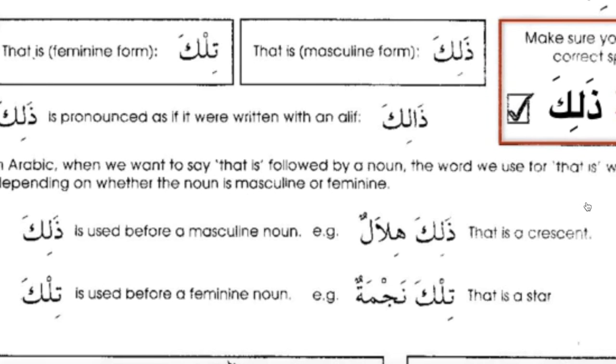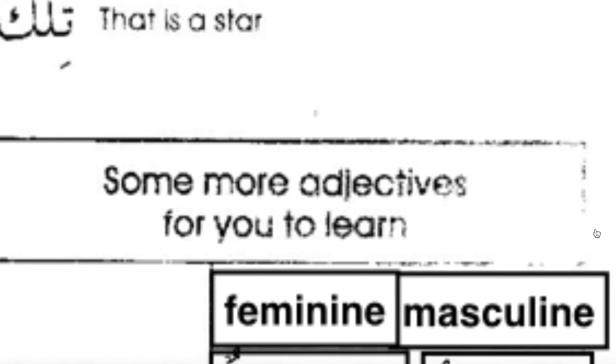Okay. So now we want to say that is the moon, which is masculine. So you say dhalika hilalun. And if it is feminine, like najmatun, what do you say? Tilka najmatun. So that is a star. Both mean that, but you use dhalika for a masculine noun to point and tilka to point to a feminine noun.